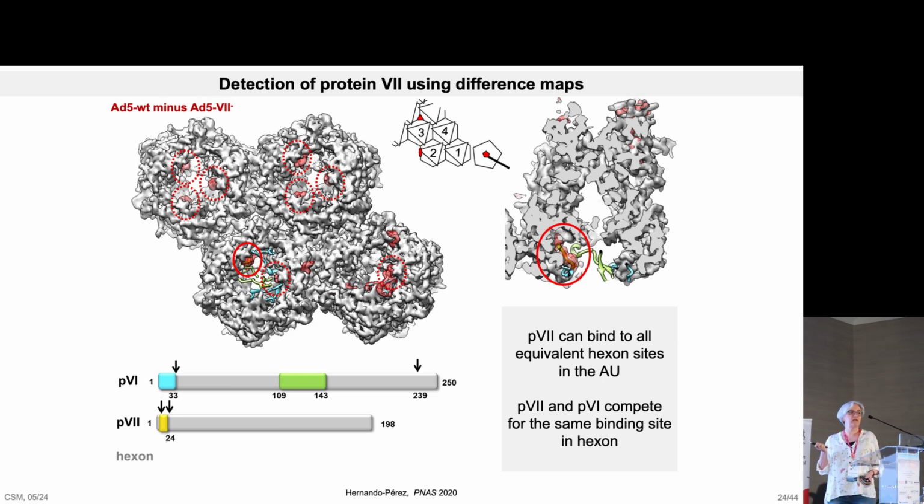If we look from inside the virus, this is the same difference here. But we see other equivalent differences in the equivalent sites in other hexons. And if we lower the threshold a little bit more, we actually see that we have red blobs in all the hexons. So this confirms that protein 7 can bind to all equivalent hexon sites in the asymmetric unit, and that proteins 6 and 7 must compete for binding to the same site.